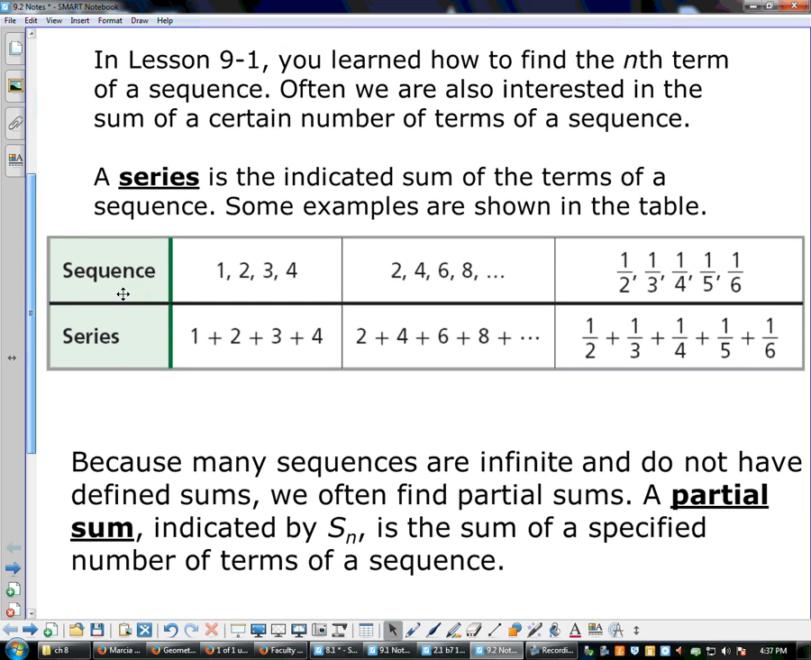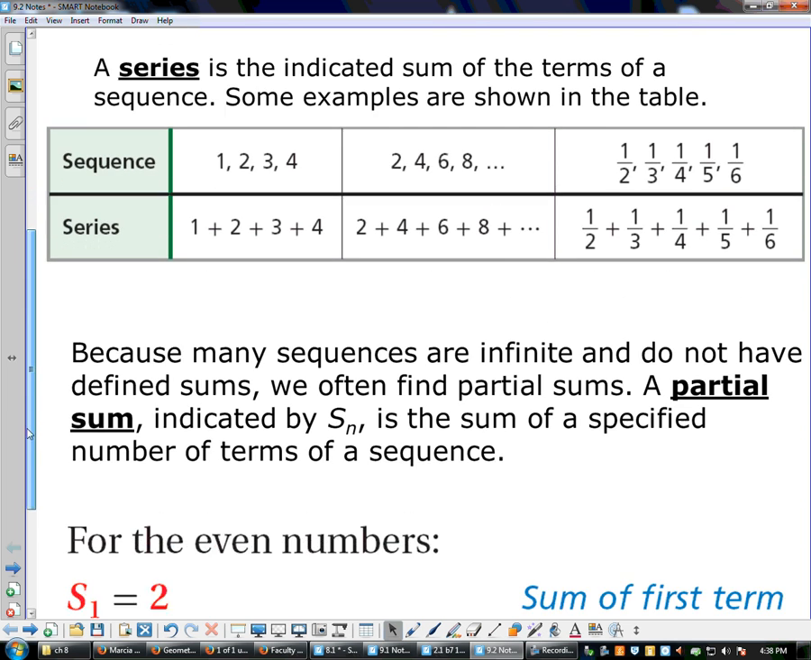Here are some examples. If a sequence is 1, 2, 3, 4, the series would be 1 plus 2 plus 3 plus 4. If the sequence was 2, 4, 6, 8, and it goes on forever and ever, the series would be 2 plus 4 plus 6 plus 8 all the way up. And you could even add fractions. If the sequence is 1/2, 1/3, 1/4, 1/5, 1/6, then the series would be adding all of those together.